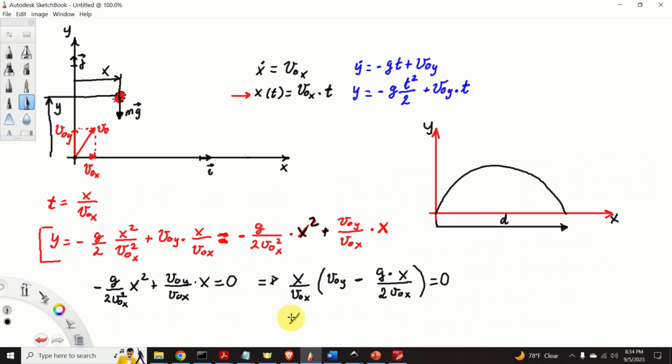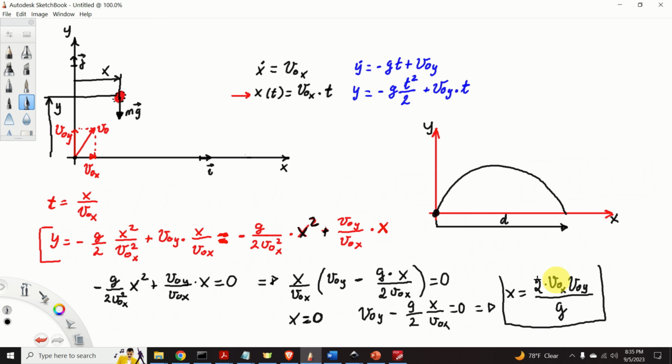So what are the zeros of this function? Obviously the first zero is x is equal to 0. And that's precisely the point over here. How about the other zero? Well, the other zero is obtained for v0y minus g over 2 x over v0x is equal to 0. From this equation, we can actually determine x, and x gives us this distance d. Let's see. X is obviously v0y multiplying 2 multiplying v0x, and everything should be divided by g. Here's the distance. And x is actually the distance d on this graph over here. So this is equal to d.